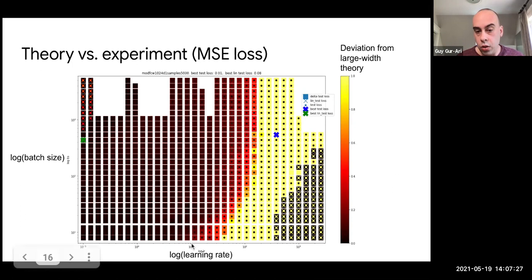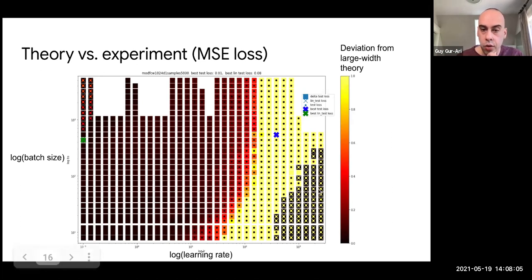So we choose the learning rate, we choose the batch size, we train our network, which is a fairly wide network. And then we also train the corresponding linear model, and we compare them. How well do the predictions match? The color represents how well these predictions match. Dark means there's very good agreement between the linear model and the actual network, so the predictions from the theorem hold. And a bright color means there's a large discrepancy between the predictions of the linear model and the actual network. So the theory doesn't hold.